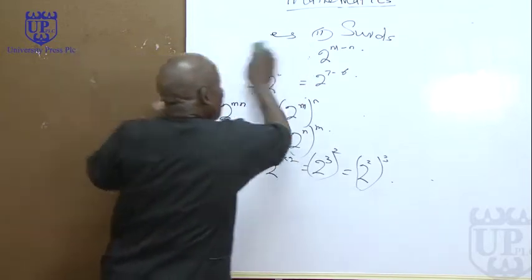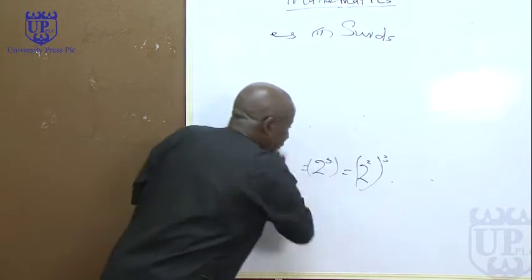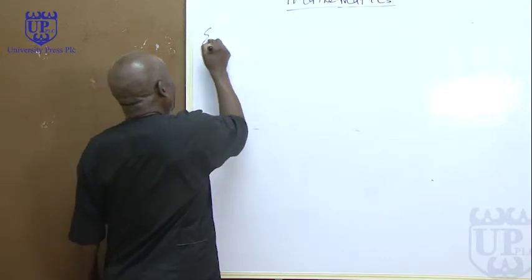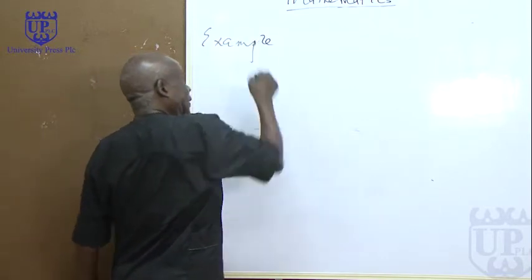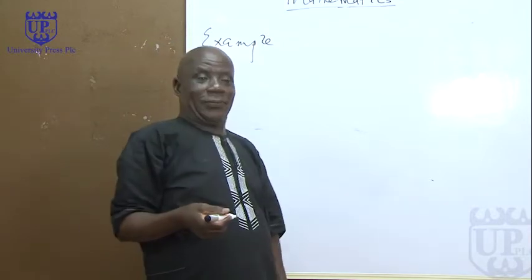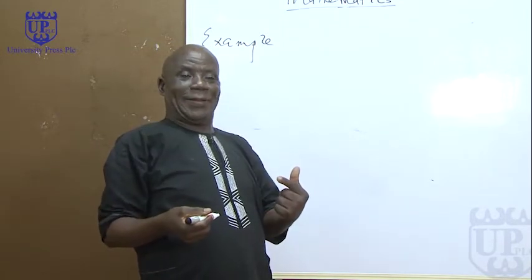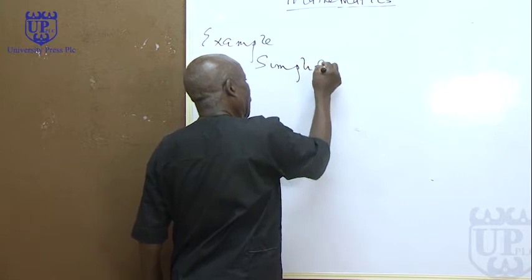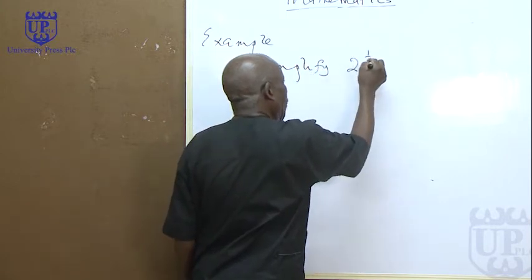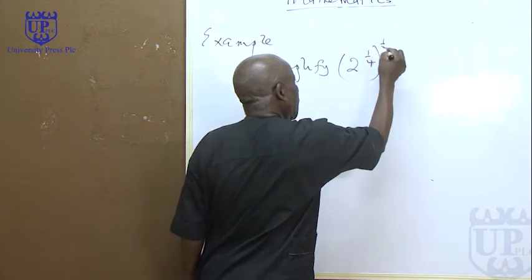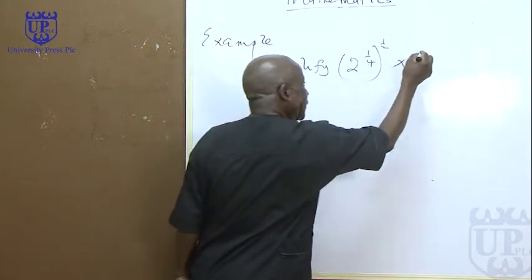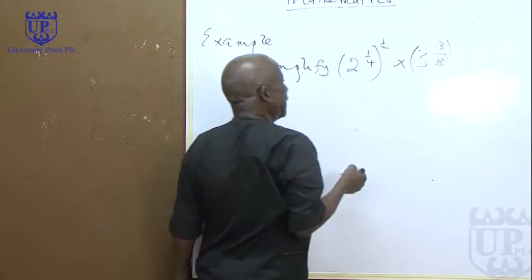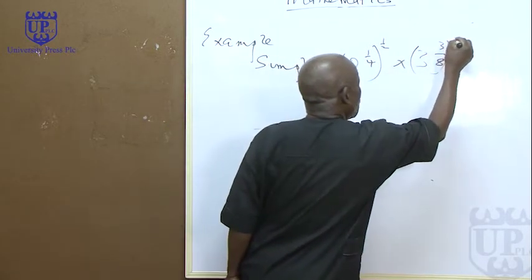Now, let's look at this example. Let's say you are asked to simplify 2 and 1 over 4, all raised to power half, multiplied by 3 and 3 over 8, everything raised to power minus 1 over 3.